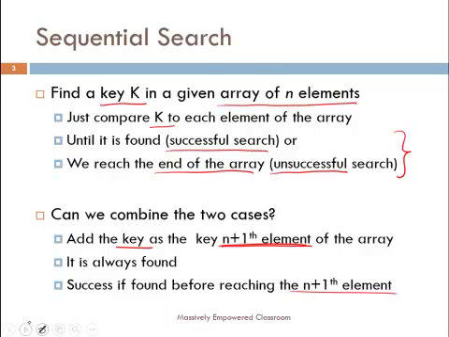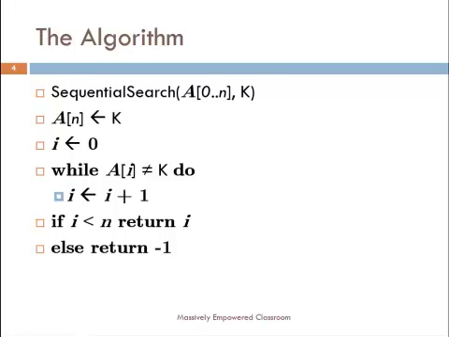Let us try to write an algorithm for this. Sequential search takes an array of elements 0 to n and the key k which we are trying to find. With the modification I suggested, we first write the key k as the n plus 1th element of the array. You notice that this array now has n plus 1 elements, 0 to n instead of 0 to n minus 1. So we assign k to the n plus 1th element of the array, and we start at the beginning. I equals 0 means we start at the beginning.